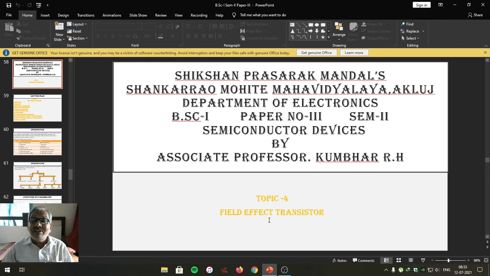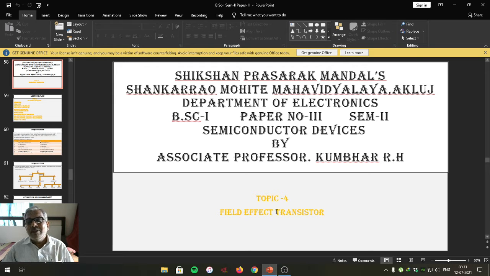This device is called a field effect transistor because in this transistor, output current is controlled by means of a field. Output current is controlled by means of an input field or input voltage. That voltage generates the field, and this generated field controls the output current. That is the reason why it is called a field effect transistor. This field effect transistor has a lot of applications.